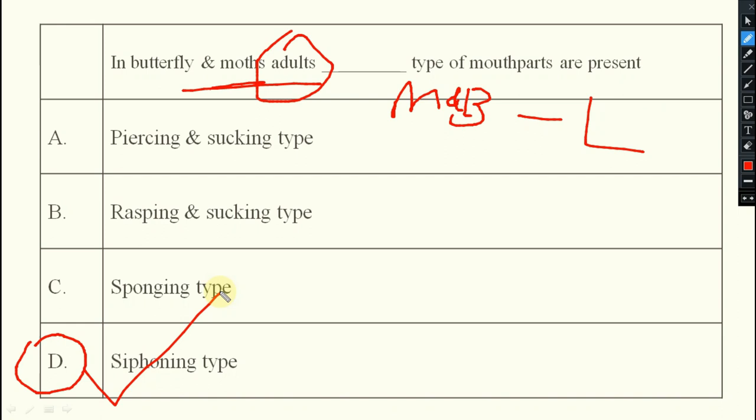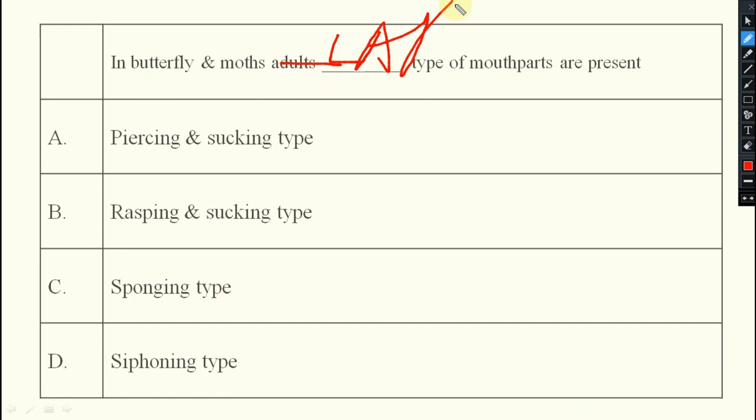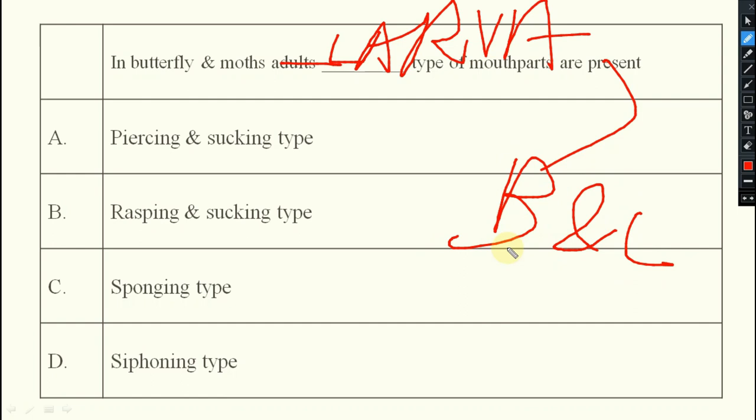Now one question may arise: in case of moths and butterfly larva, suppose I write larva, so the answer will be biting and chewing type of mouth parts. Don't get confused.